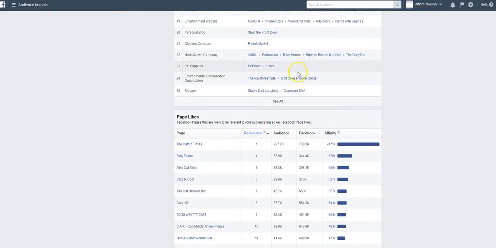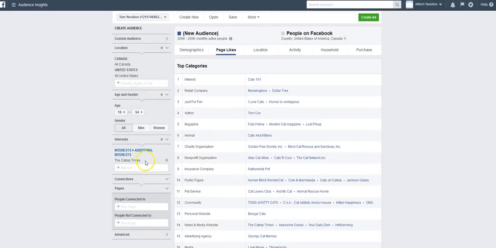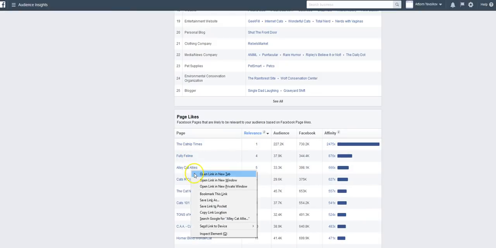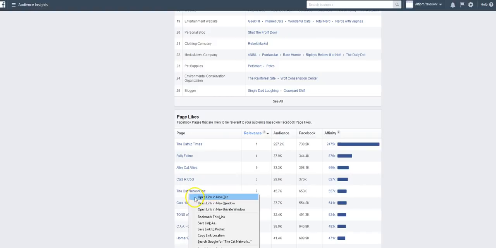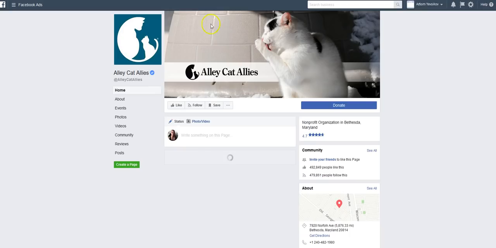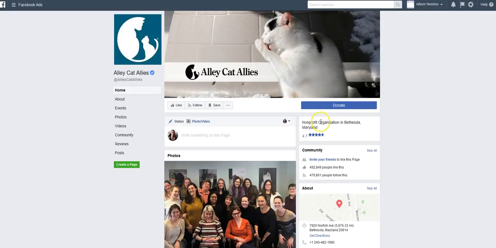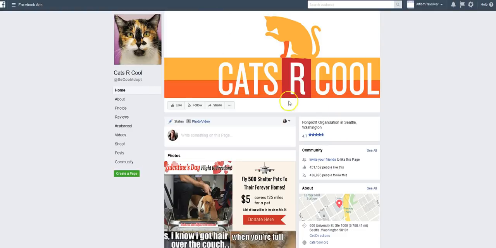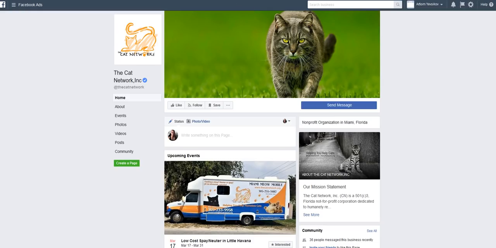We can keep researching with the main bigger keyword that we have, the Catnip Times, and go deeper and deeper and deeper and go into page likes: Fully Feline, Alley Cat Allies, Cats Are Cool, the Cats Network, Cats 101, Tons of Kitty Cats. We're opening them just to see. Okay, so this is non-profit. Non-profit is not a good sign.